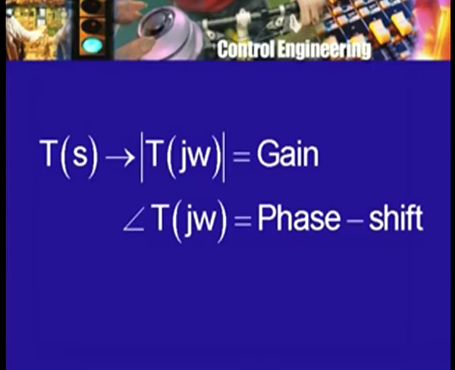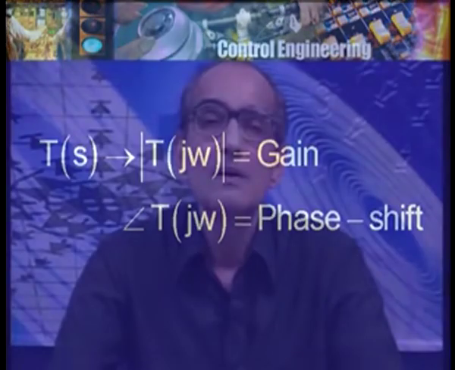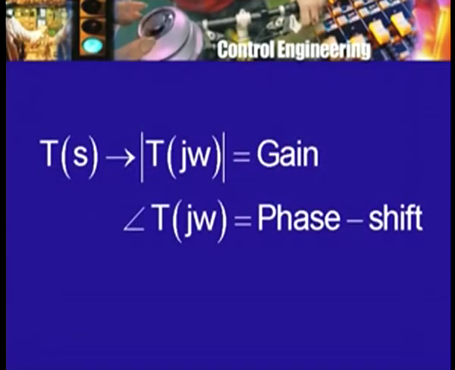So if you know the transfer function T(s) of the system, then the gain of the system, that is output amplitude divided by input amplitude for a given sinusoidal signal of frequency omega, is just the modulus of this T(j omega), and the phase difference between the output and the input is simply the argument of this complex number T(j omega).